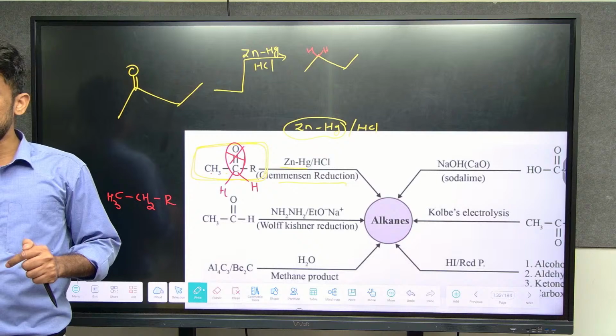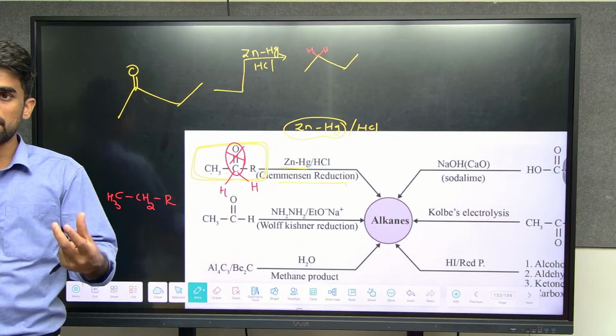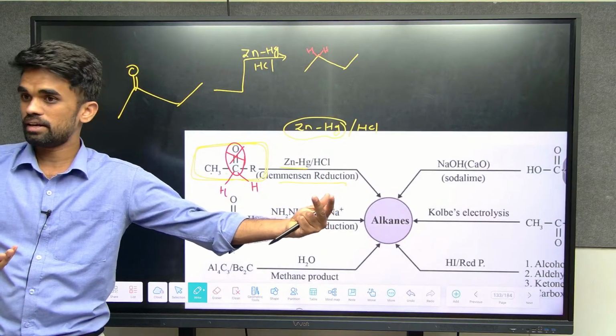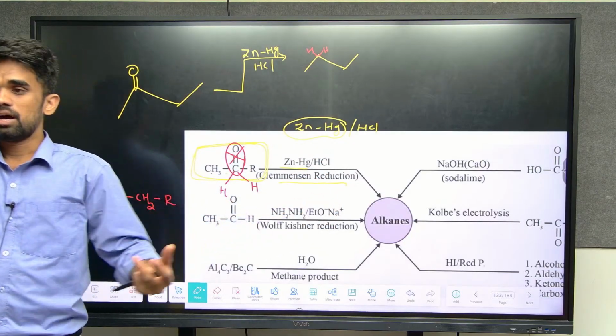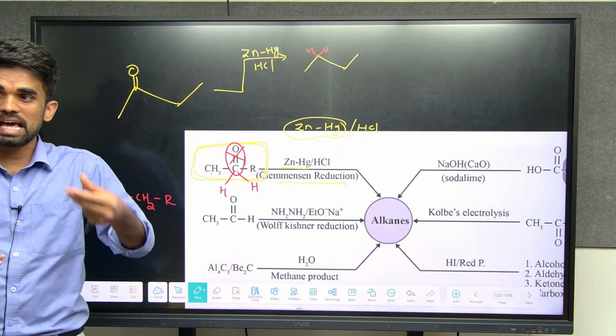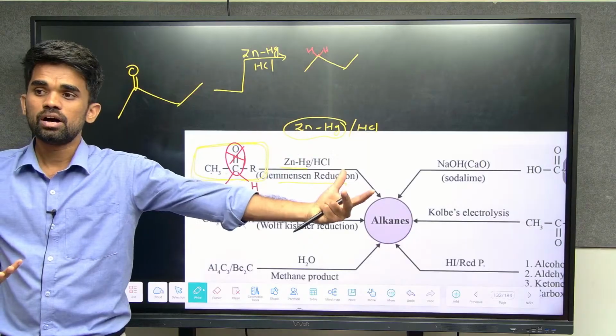Carbonyl groups like aldehydes, ketones with zinc amalgam in acidic medium convert to alkanes. Once again, repeat this statement. Aldehydes, ketones with zinc amalgam in acidic medium convert into alkanes.